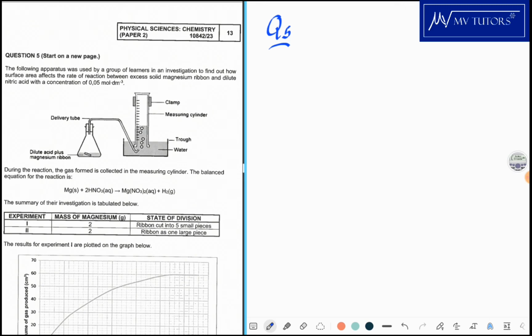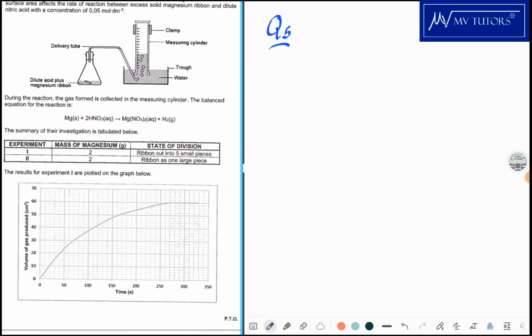So experiment 1 is when the ribbon was cut into 5 small pieces. Experiment 2 is just the ribbon as one large piece, and the mass was 2 grams. Okay, so they kept the mass constant. Now the results for experiment 1 are plotted on the graph below. Obviously in experiment 1, as you cut the ribbon into 5 small pieces, the surface area has increased compared to experiment 2, which has 1 large piece. One of the factors for the rate of reaction is that if your surface area has increased, the rate of the reaction will also be faster.